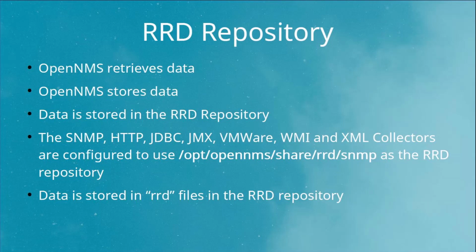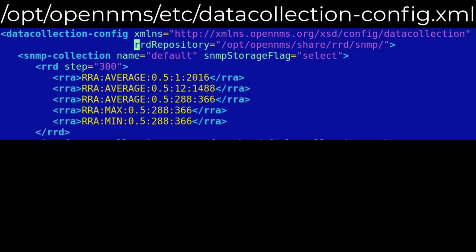OpenNMS retrieves data and needs a way to store it. Data is stored in an RRD repository. SNMP and a number of other collectors default to using /opt/opennms/share/rrd/snmp as the starting point for the repository. The actual data is stored in RRD files. Focusing on SNMP, these are the RRD-related elements in datacollection-config.xml. The RRD repository is defined as just noted. The RRD element will be covered later.